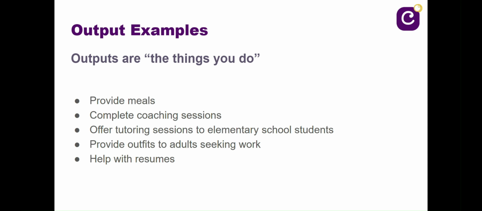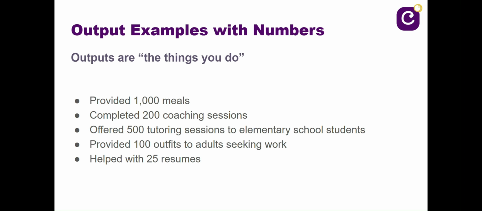Remember, outputs are useful first and foremost because they let us track the things we do. So most of the time, we see outputs presented with numbers attached to them. Something like this. Now our examples start to show outputs in action. We provided 1,000 meals. We completed 200 coaching sessions, and so on. This is a good start, but some of these examples could be improved. Can you guess which ones? Pause the video and take a second to think. You might be surprised which ones I think could be better.